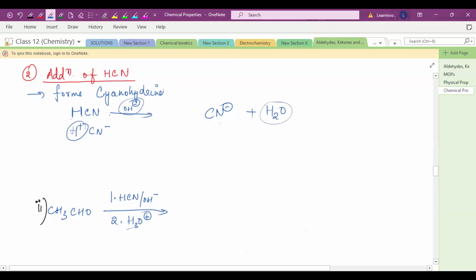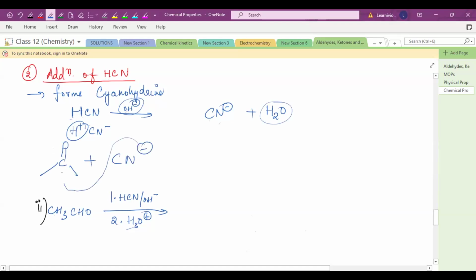Okay, so water will be released: two hydrogen plus one oxygen, so H2O will be released. And this is CN minus, and this CN minus is a nucleophile here. So when you take the carbonyl compound, the CN minus is the nucleophile.